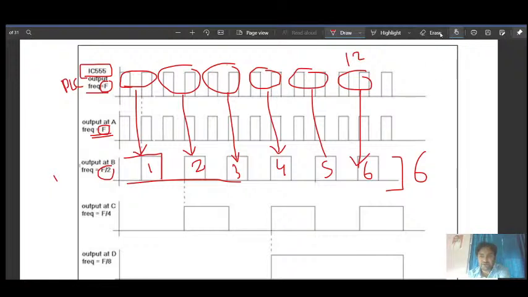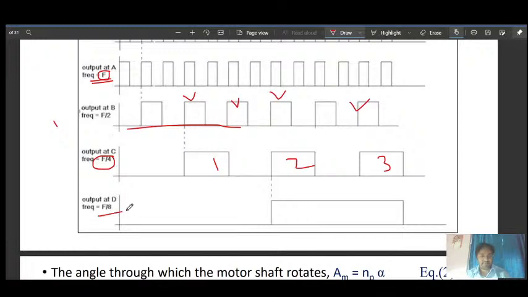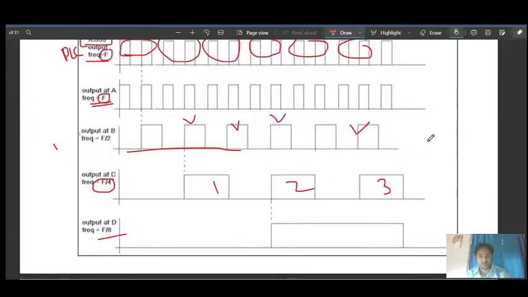Then if we are using output frequency at f by 4, we will obviously get 12 by 4, only 3 pulses, 1, 2, 3. And if we are using f by 8, we get 12 by 8, 1.5. So 1 pulse and then the next 6 pulses. What about the half pulse? Because we cannot generate a half pulse, so 1 pulse.